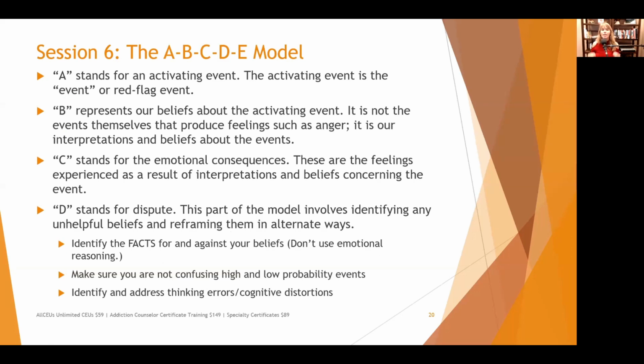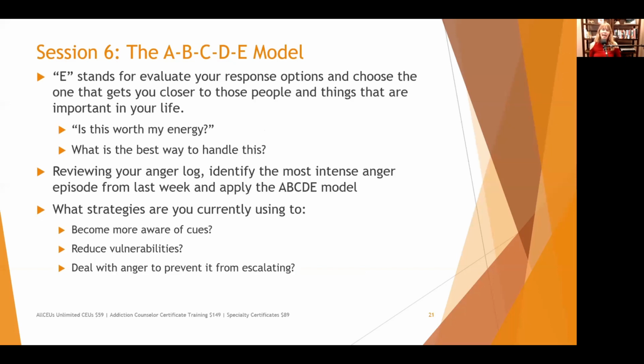With D, we encourage people to dispute what their beliefs are and dispute their thoughts, helping them identify anything that's not accurate. Some of the stuff may be accurate. Have them identify the facts for and against their beliefs, make sure they're not confusing high and low probability events, and identify and address any thinking errors or cognitive distortions. And E stands for evaluating their response and choosing the one that gets them closer to those people and things that are important in their life.